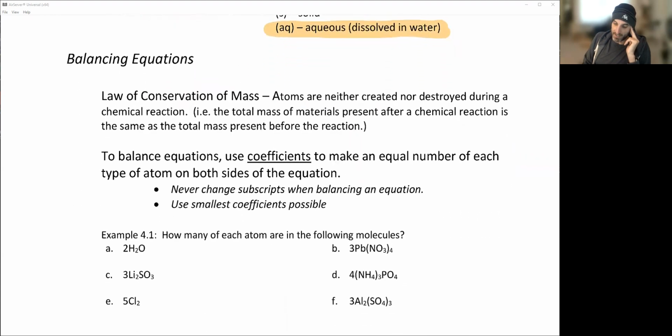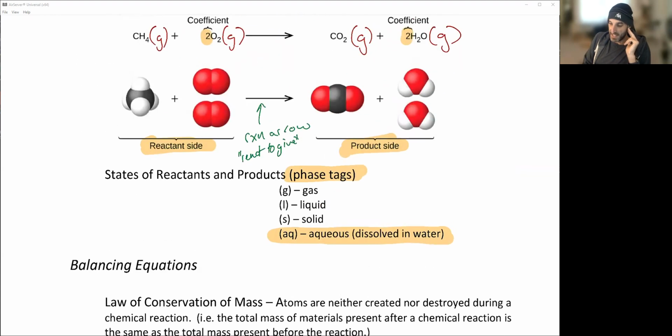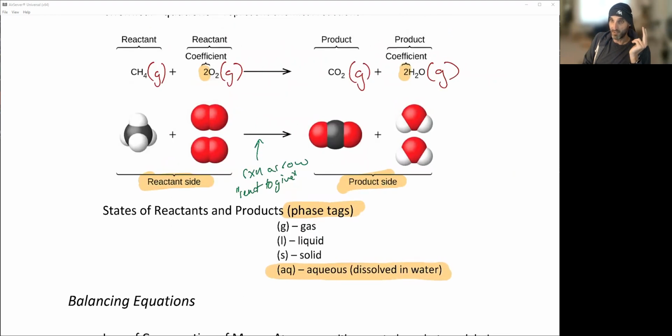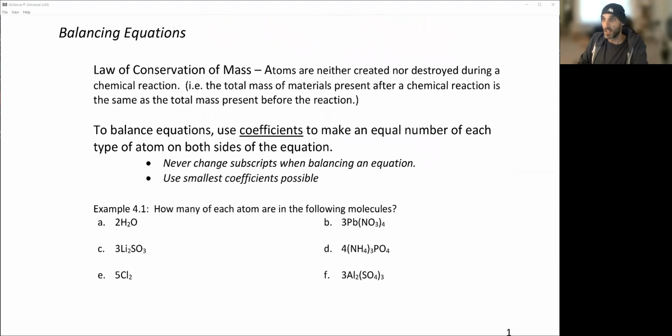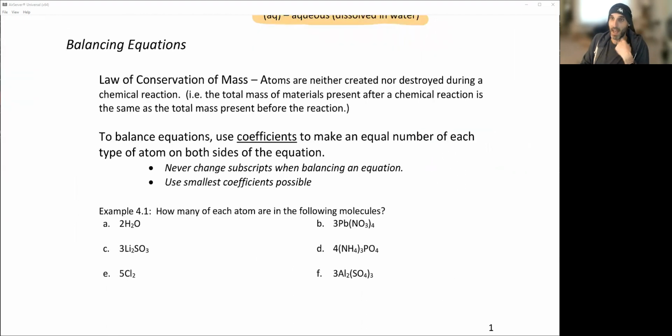So let's talk about balancing chemical equations. All of these in the end have to be balanced. This one is in fact balanced, but we always need balance for one purpose, the law of conservation of mass. The atoms that we have on the left have to equal the atoms that we have on the right. We can't all of a sudden just gain mass somewhere.